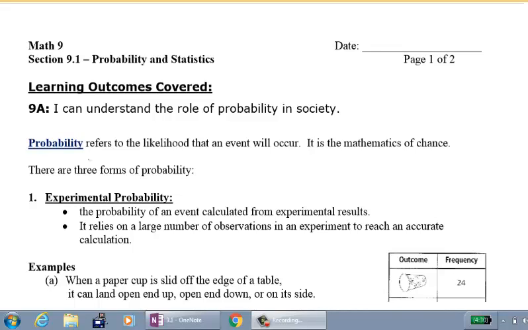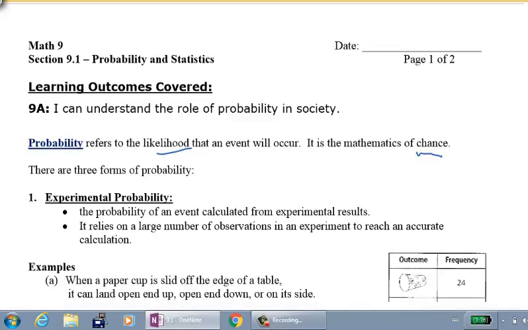So in our first section of studies, we have this learning outcome: I need you to understand the role of probability in society. Why do we even care about probability, and how is it helpful in our lives? Well, to begin our studies, you should really know what probability means. It refers to the likelihood that an event will occur. So, really, sometimes we call this the mathematics of chance.